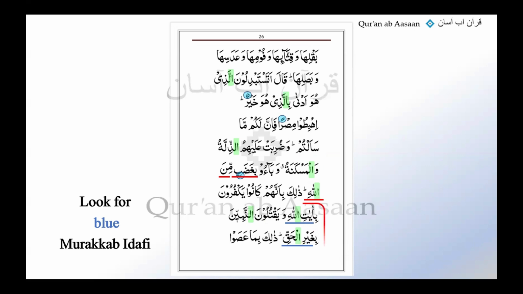Okay, ayatillahi and bi ayatillahi and ghairil haqqi and bi ghairil haqqi. Yeah, we are going to talk about this. We are going to underline them red.